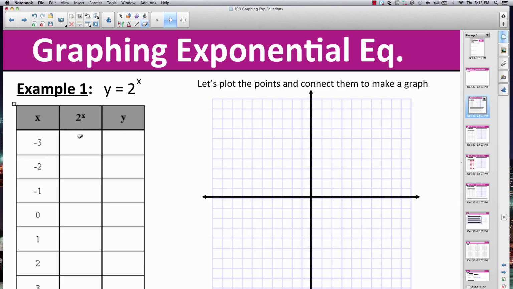So right now we're going to go ahead and substitute -3 in for x, -2 in for x, and so on, and see what values we get. So we can easily do that. Let's go ahead and do 2 to the -3rd, 2 to the -2nd, 2 to the -1st, and so on. So I'll give you a chance to fill in this column.